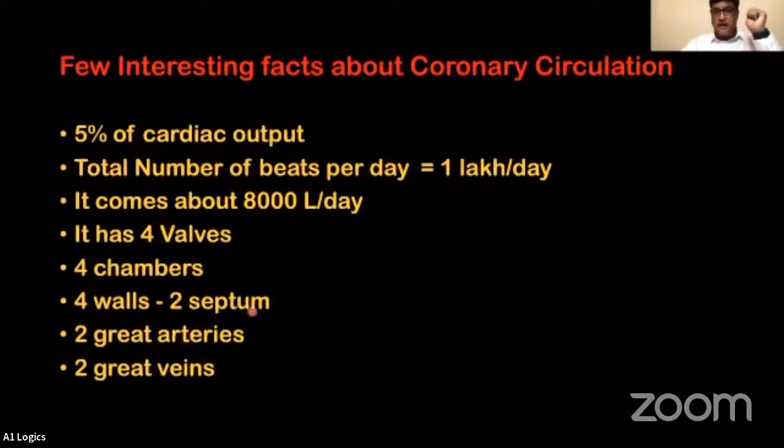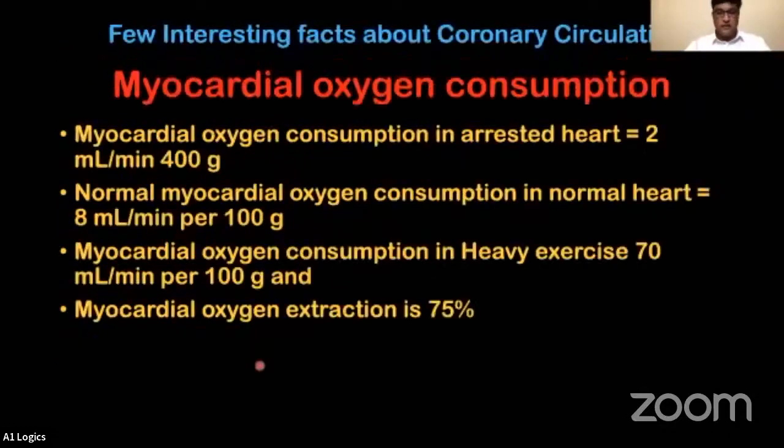There are a few interesting facts about the coronary circulation. 5% of the cardiac output goes to the coronary circulation. The total number of heartbeats is roughly about 1 lakh per day. If you calculate, it comes to about 8,000 liters per day that has been pumped out. It has 4 valves, 4 chambers, 2 septums, 2 great arteries and 2 great veins.